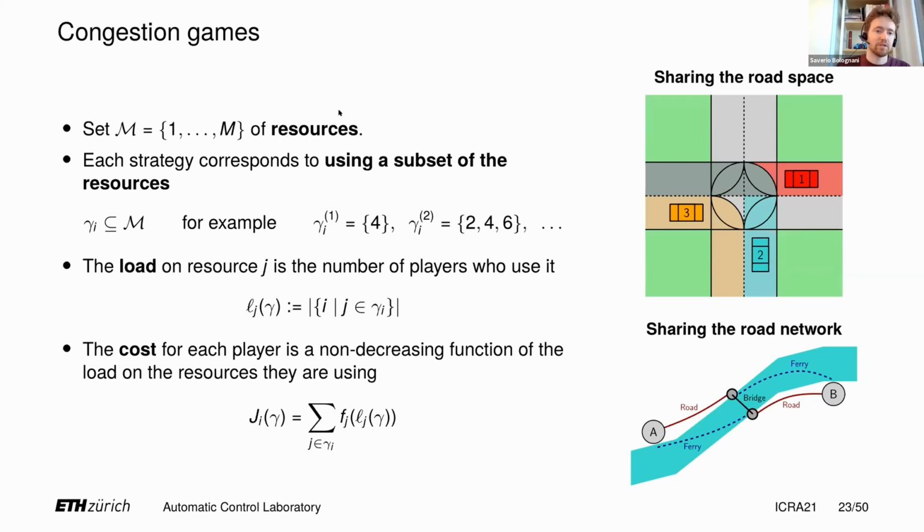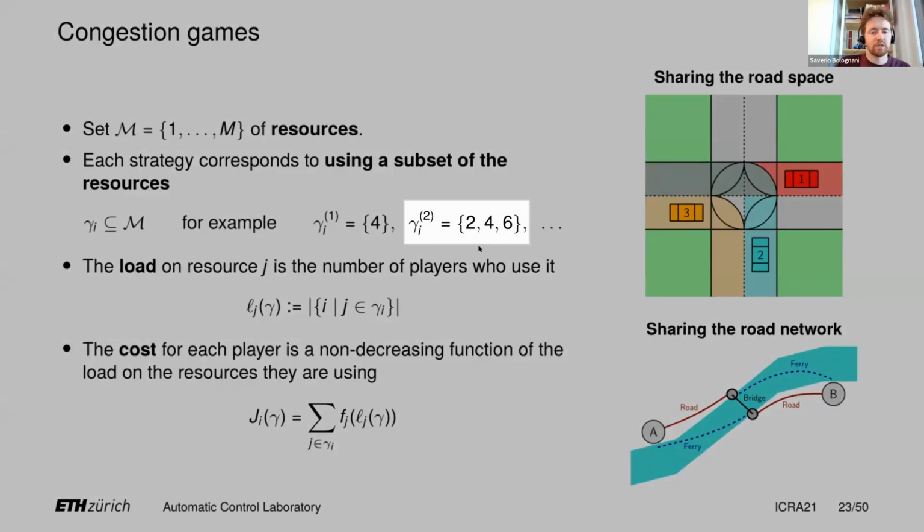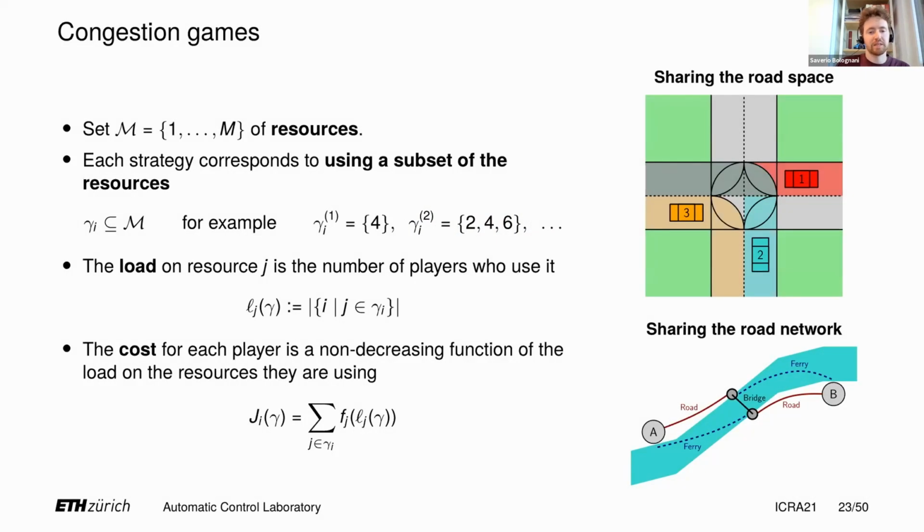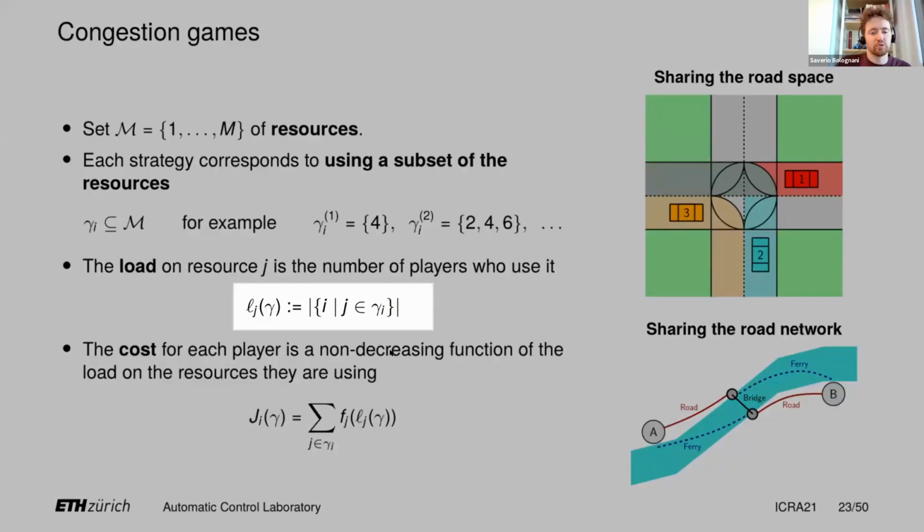And it's the following. You need to have a set of resources, calligraphic M, right? These are possible resources that you need to share across the different users. And the strategy for a player is to use a subset of the resources. So for example, a player could use resource number 4, or he could use resources number 2, 4, and 6. Of course, once players make their decision, each resource will have some load. The load is just the number of players that are going to use that resource.